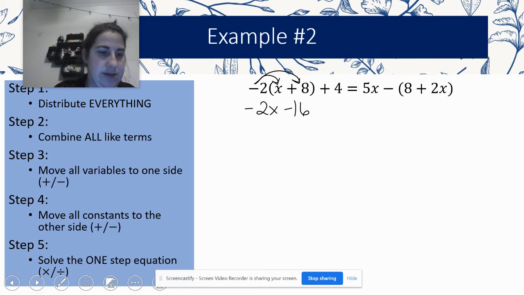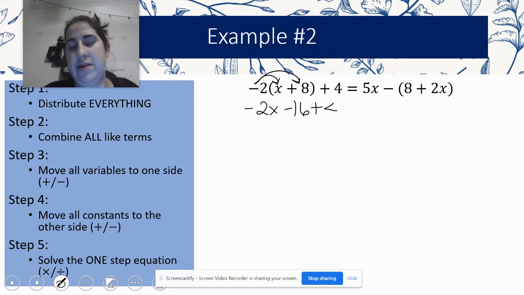Sorry, guys. I don't know why it does that. It switches to the pointer instead of the pen. And so then I need to make sure I catch it.